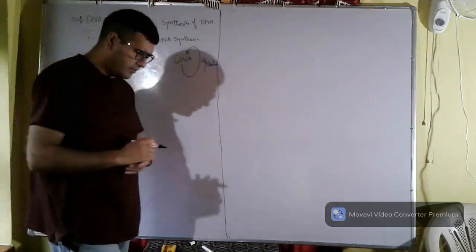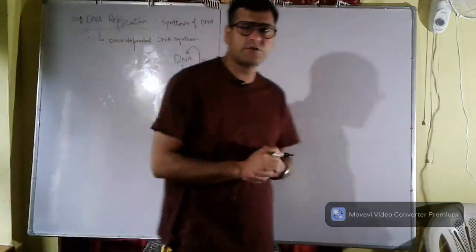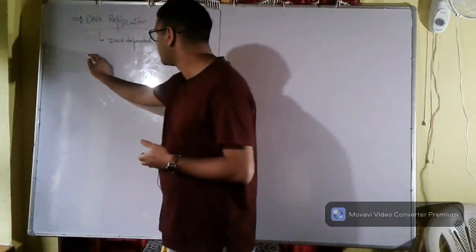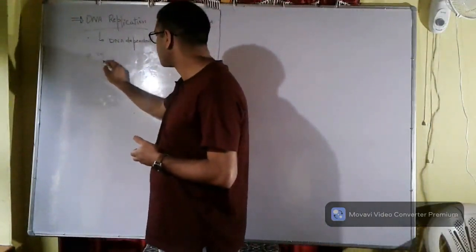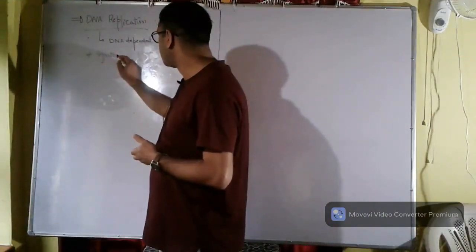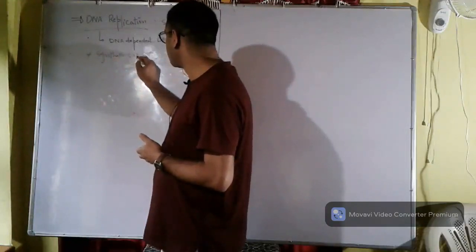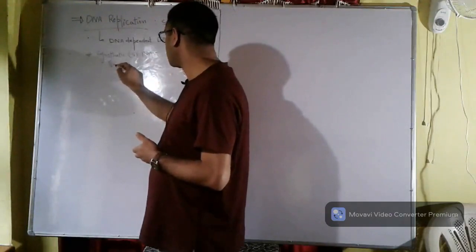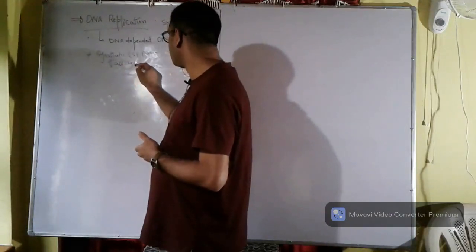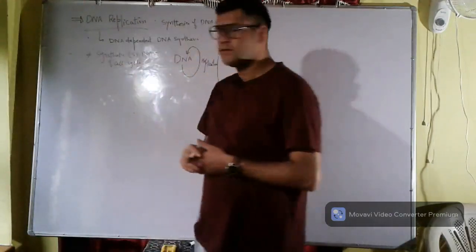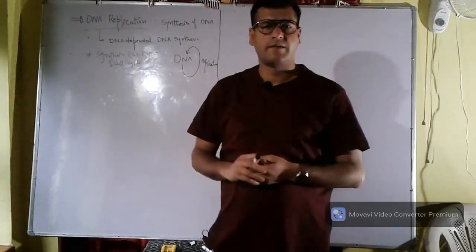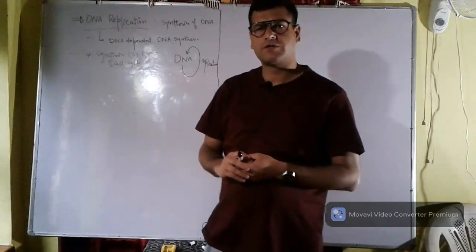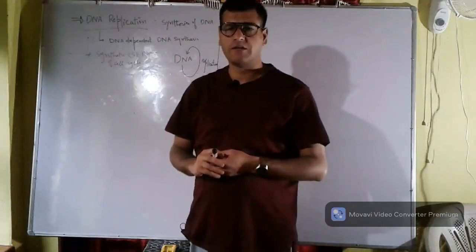This DNA replication occurs during the S phase of the cell cycle. That means it occurs during the synthetic phase of the cell cycle, what is called the S phase of the cell cycle.